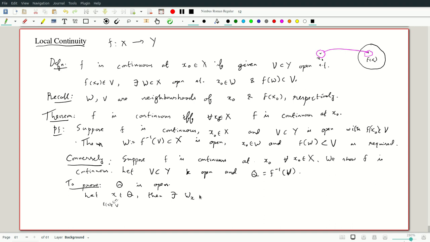So then there exists Wx contained in X open, I'm sorry, in X open. x is in Wx such that, so Wx is an open set, x is in Wx such that f of Wx is contained in V. Okay. So now the claim is that Q is the union of Wx for x in Q.